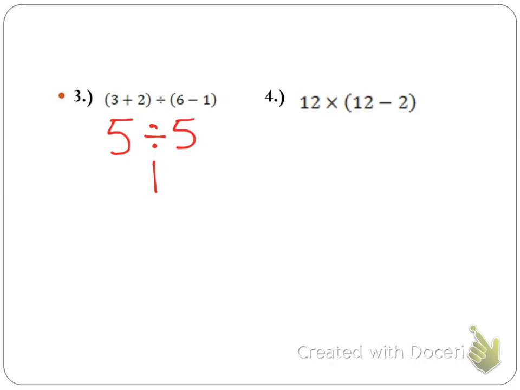All right, on number 4, again, we start in our parentheses, so I know the first part of my problem doesn't change. What can I replace those parentheses with? A 10. 12 minus 2 is 10. 12 times 10 is 120. Good job. All right, one step at a time, replacing things with something that's equal to it. That's how we simplify.